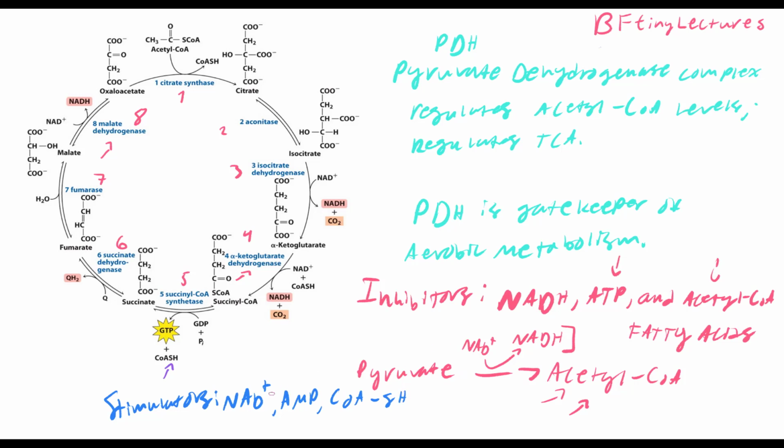So NAD, if we have a lot of NAD, we need to create more NADH. That's going to drive the reaction forward. If we have a lot of AMP, that means that we don't have a lot of ATP. So we're going to do the reaction. If we have coenzyme A with a thiol group instead of an acetyl group, then we're going to convert this guy into acetyl coenzyme A. So these are stimulators and these are inhibitors. So think of the stimulators as kind of like the opposites of the inhibitors, right? So NAD is going to be reduced into NADH, AMP is going to become ATP, and coenzyme A with the thiol group is going to become acetyl coenzyme A.